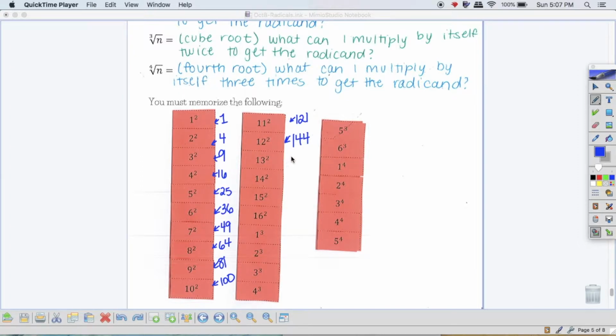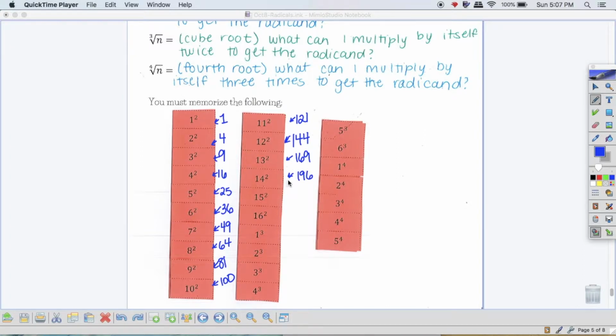Okay, you might not be as familiar with these, but you need to become familiar with these. 13 squared is going to be 169. 14 times 14, you just switch around this 6 and 9 to get 196. So that's how I remember those. Switch around the 6 and 9 for 13 squared and 14 squared.